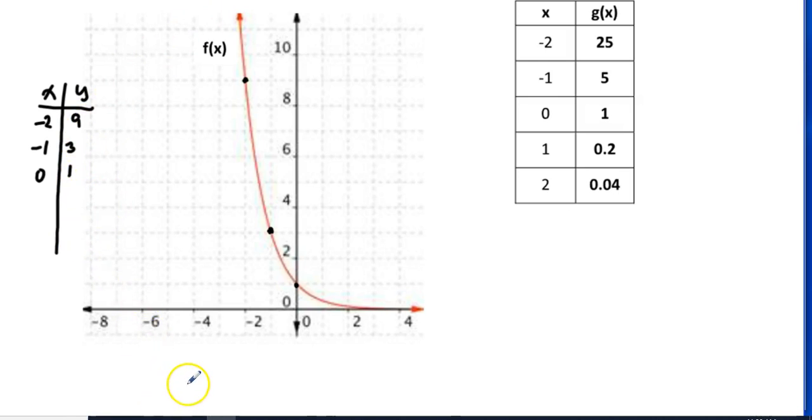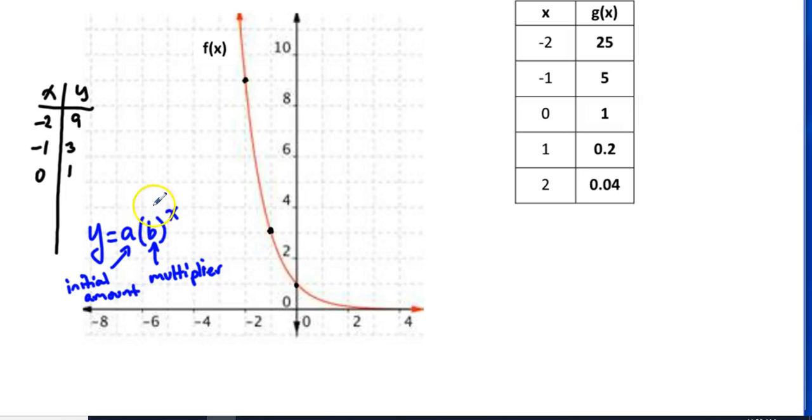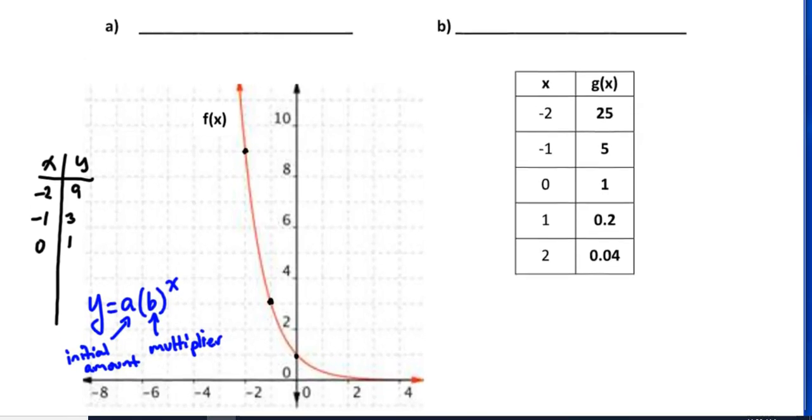Keep in mind, when we write our equation, we're looking for something of this form. Y equals A times B to the x, where B is our multiplier, or our base, and A is our initial amount. So I think you have that information here. Why don't you see if you can flesh that out and play the recording when you have your answer.